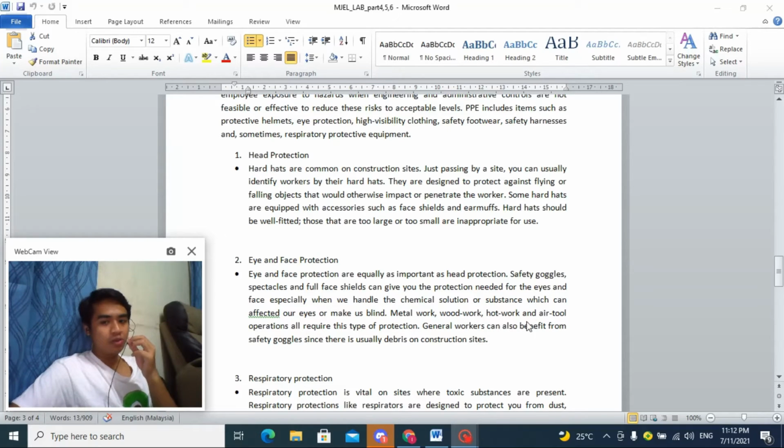Metalwork, woodwork, hot work, and air tool operation require this type of protection. General workers can also benefit from safety goggles since there is usually debris on construction sites.